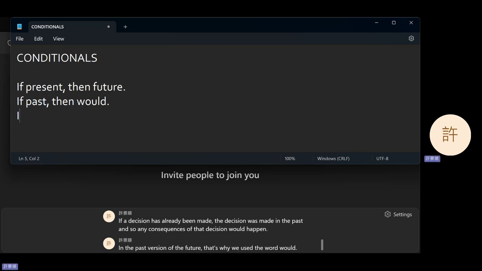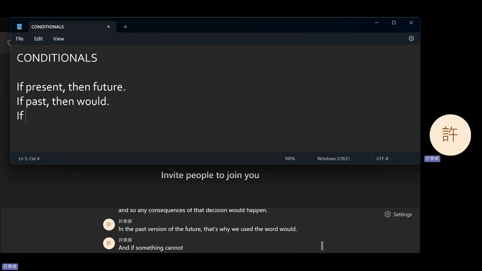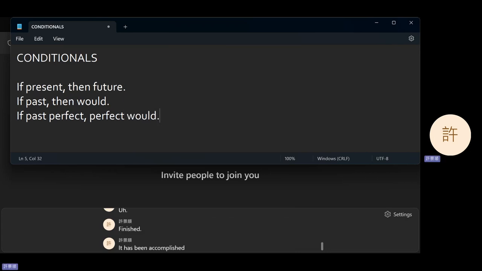And if something cannot be changed, that means that it has been finished. It has been accomplished. That's why we use the perfect aspect. A decision has been made and it cannot change. It is perfect. It has been perfected. So hopefully that helps you better remember the difference between these three conditional tenses.